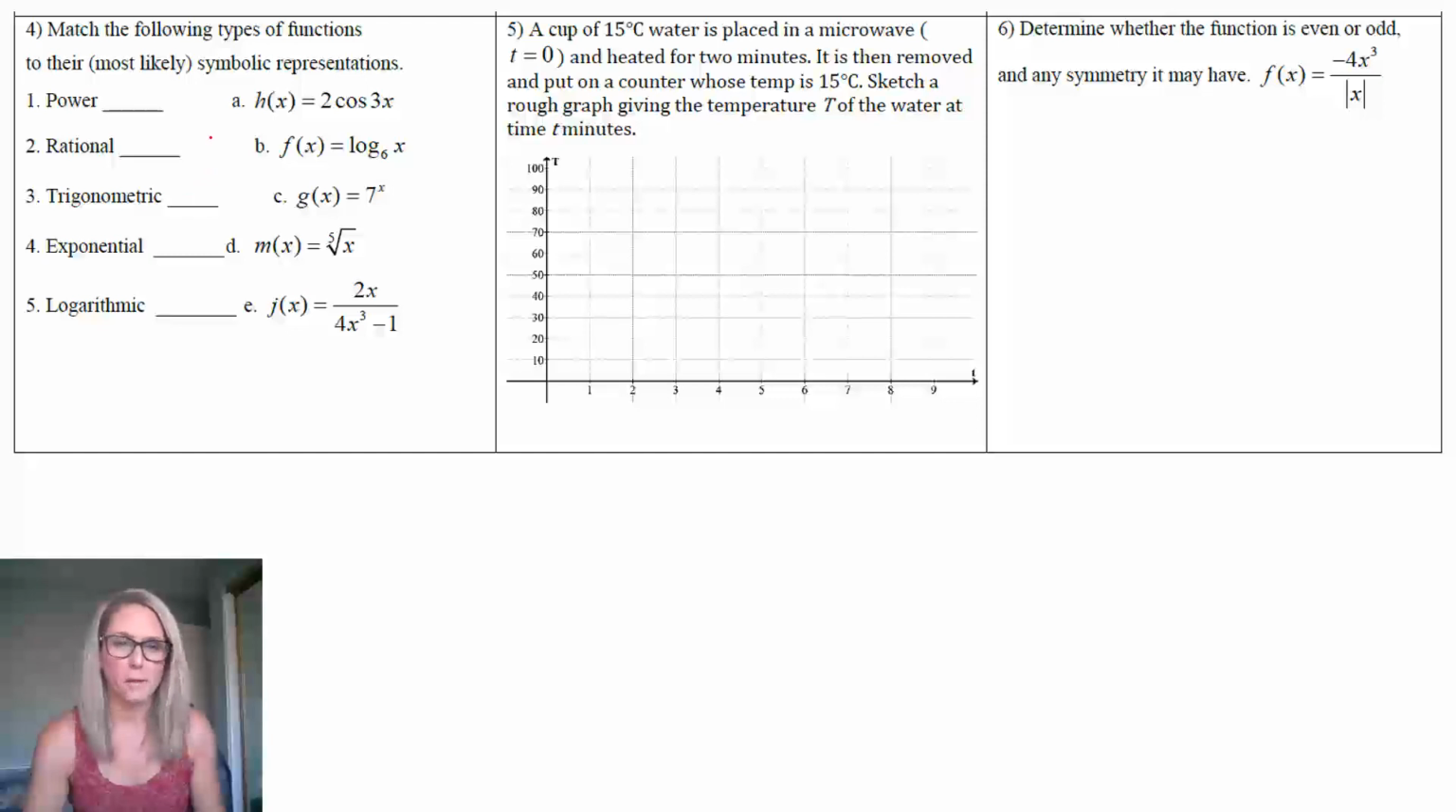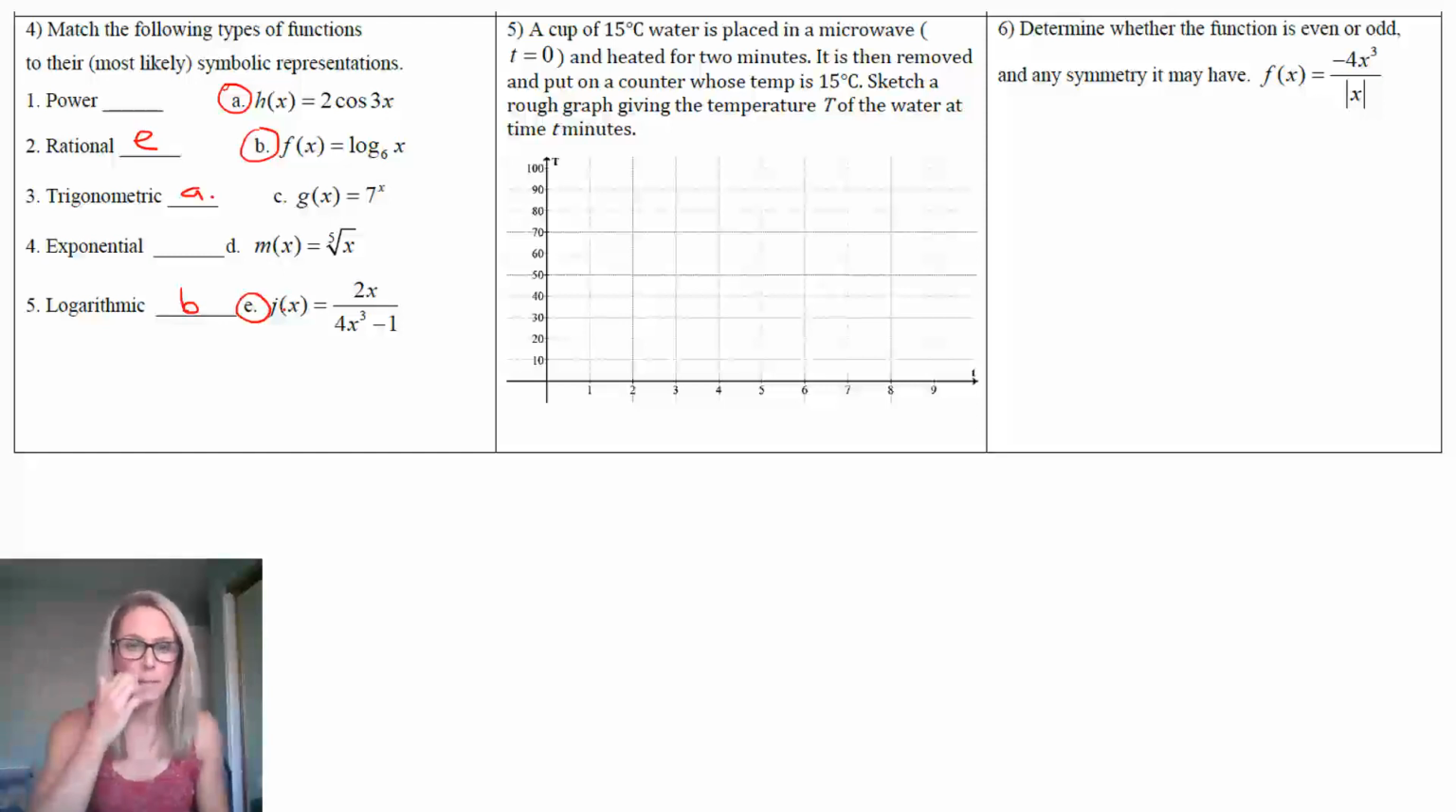Most students, I'll do it a student way, I think most students would probably go with trigonometric first. They'd say, oh, well, I see a cosine, so that must be A. Students would typically recognize that B is a logarithmic function because it has log in it, so they'd probably do that. What else would they do? Well, we've already seen rational, so they might go rational. They'd say, oh, rational is E because it's that fraction.